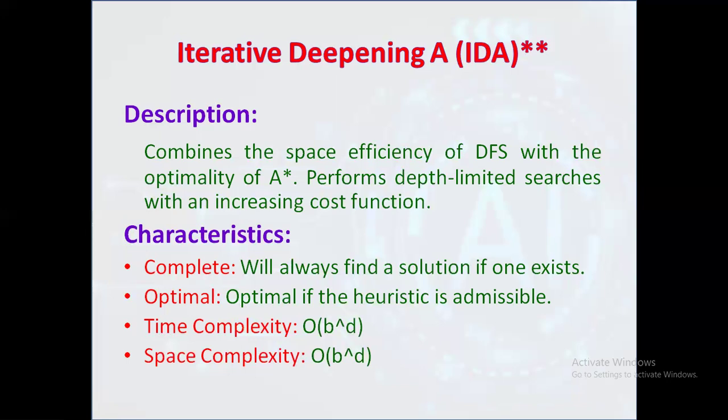IDA star is particularly useful when the search space is large and memory is constrained, but it may have higher time complexity due to repeated searches. So these are all the characteristics. That's all about the informed search algorithms.